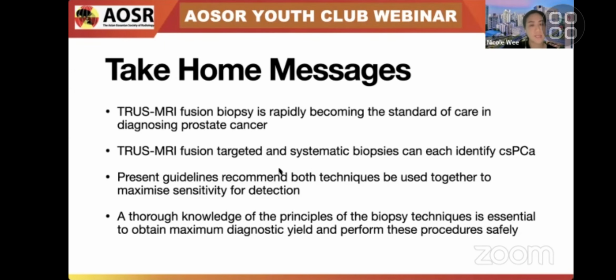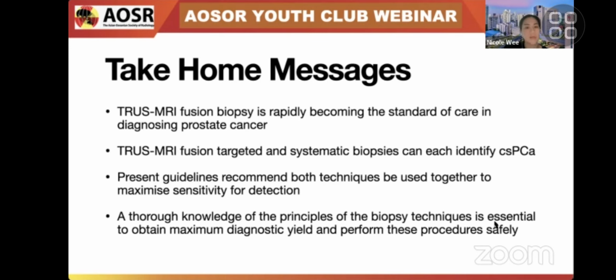So just some take-home messages to conclude. The fusion technique is fast becoming the standard of care in diagnosing prostate cancer. And given the changing face of prostate cancer screening and cost effectiveness of fusion biopsies with a relatively high diagnostic rate of clinically significant cancer, this technique is likely to exponentially grow in popularity in future. Systematic and targeted fusion biopsy techniques can each identify clinically significant prostate cancer, but the best is that they are used in conjunction with one another, which has been shown to provide the greatest sensitivity for detection.